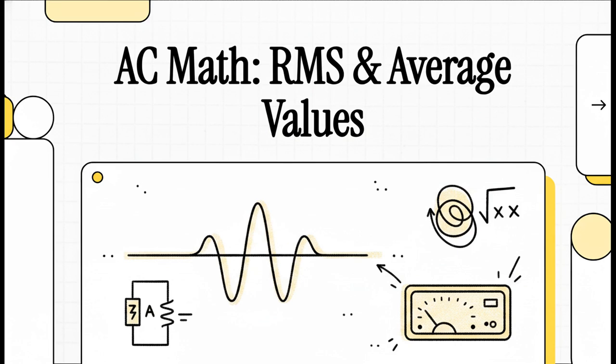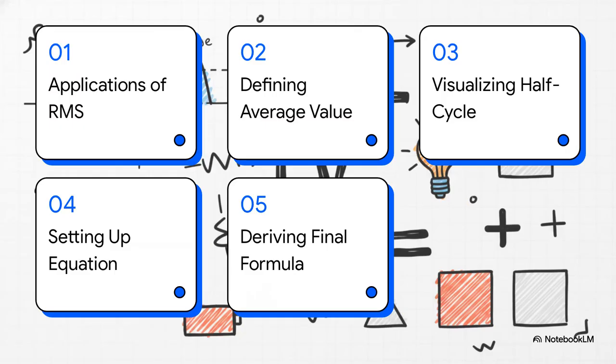Well, today we're going to move step by step. We'll start with the highly practical applications of these measurements, and then we're taking it all the way down to a really beautiful, elegant calculus derivation that proves exactly where these numbers come from. Let's get into it. Here's a quick look at our roadmap. We're going to cover the applications of the RMS value, define the average value, visualize the half cycle, set up our equation, and wrap it all up by deriving the final formula.